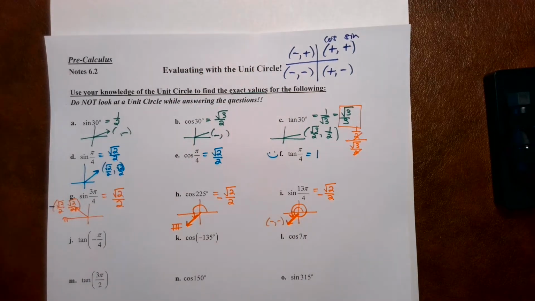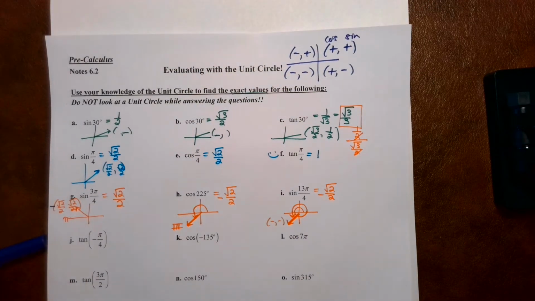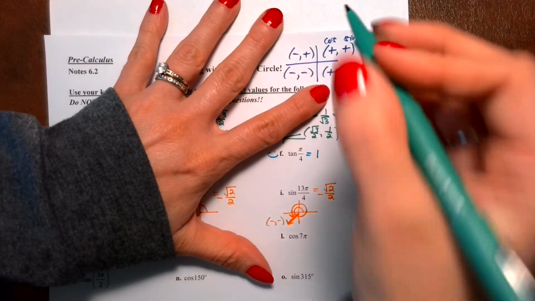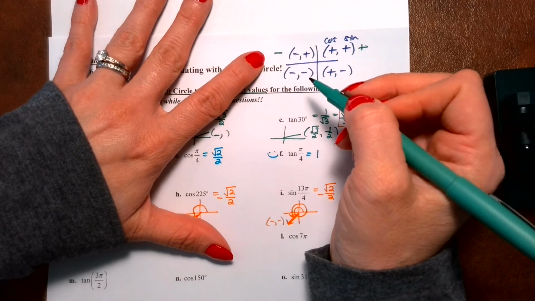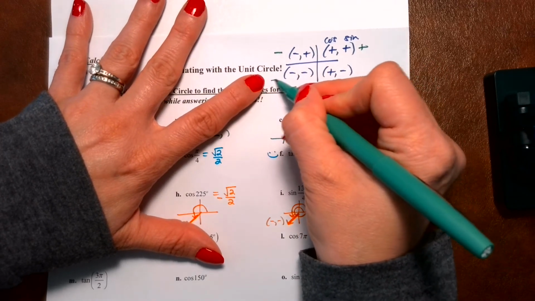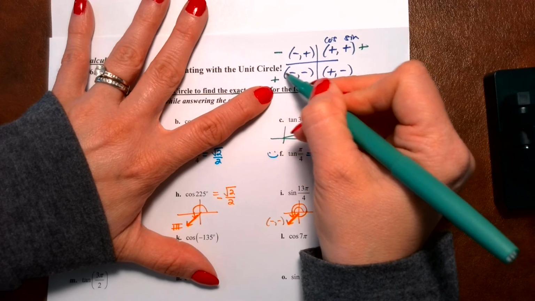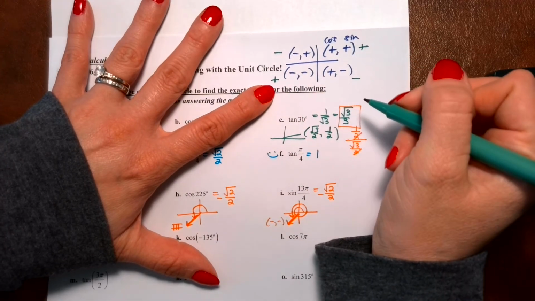Now, what about the tangent? Okay, if I do sine divided by cosine, tangent would be positive. Tangent here is negative. In quadrant 3, tangent becomes positive again because they're both negative, and here it's negative.